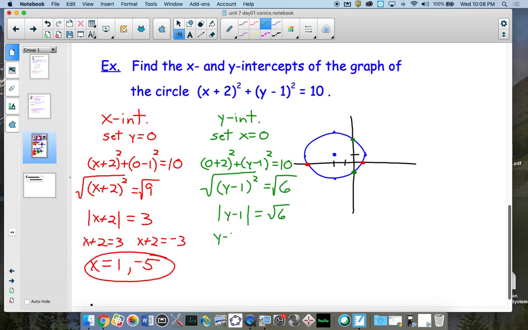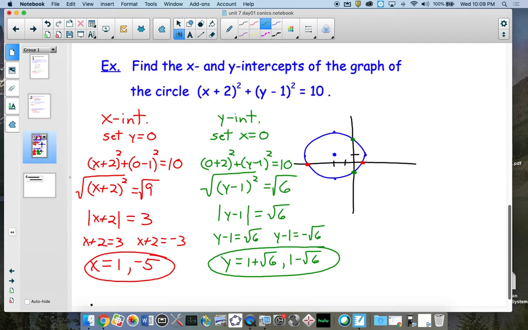So that means that y minus 1 equals positive root 6, or y minus 1 equals the opposite of the square root of 6. And then if I add 1 to both sides, for the left equation, I'm going to get y equals 1 plus the square root of 6. And in the other equation, I'll get 1 minus the square root of 6. Those are the exact answers, so we're going to leave them like that. If you want the decimal approximation, grab your calculator and check. A shorthand way of writing this would be 1 plus or minus the square root of 6. And that would be fine as well.